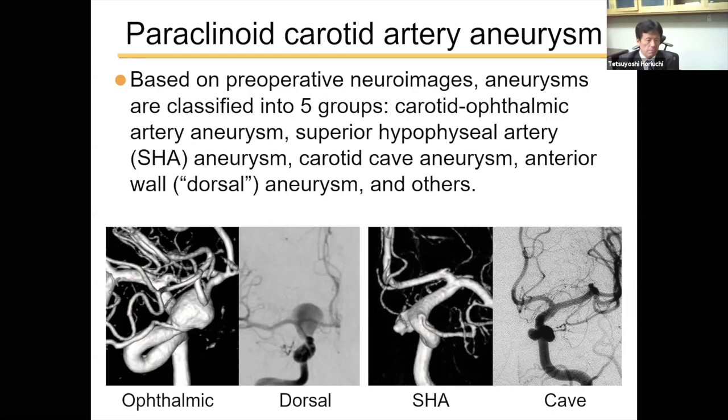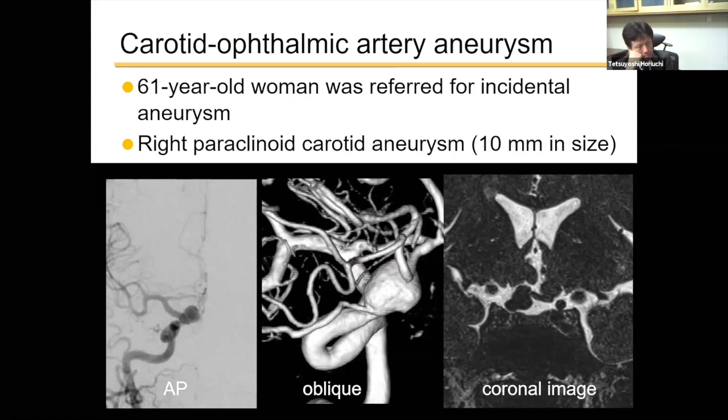This case is one of carotid ophthalmic artery aneurysm. A 61-year-old woman was referred for an incidental aneurysm. Angiogram shows a large paraclinoid aneurysm. The ophthalmic artery originated from the aneurysmal dome. Coronal MRI shows the aneurysm compressing the optic nerve.